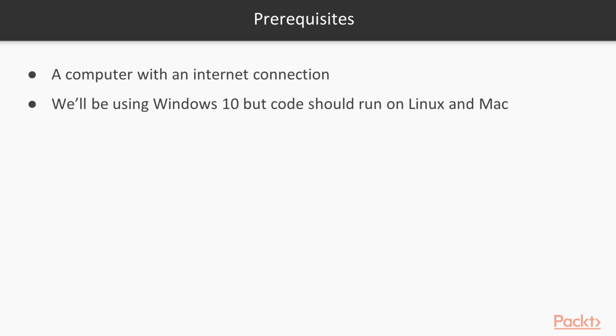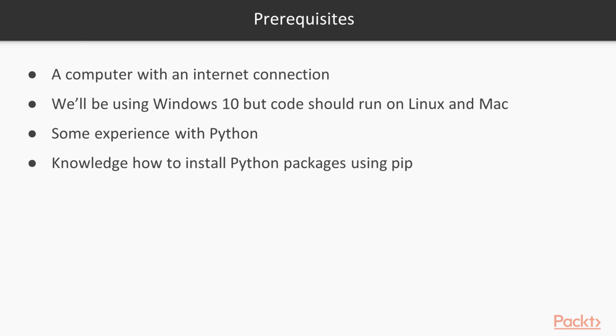So what do you need for this course? Well, you need a computer with an internet connection. I'm using Windows 10, but because it's Python, it should run on Linux and Mac as is without changing the code. You will need some experience with Python and programming in general, and also how to install Python packages using pip, and not so much installing, but troubleshooting in case it doesn't work on your machine.